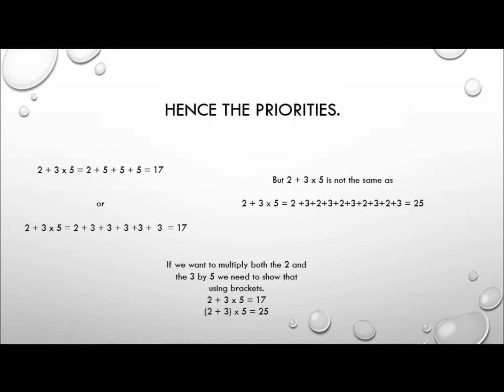If we wanted 2 plus 3 times 5 to be 25, we have to put brackets around the 2 plus 3. So it's open brackets 2 plus 3, close brackets times 5, which is 25.